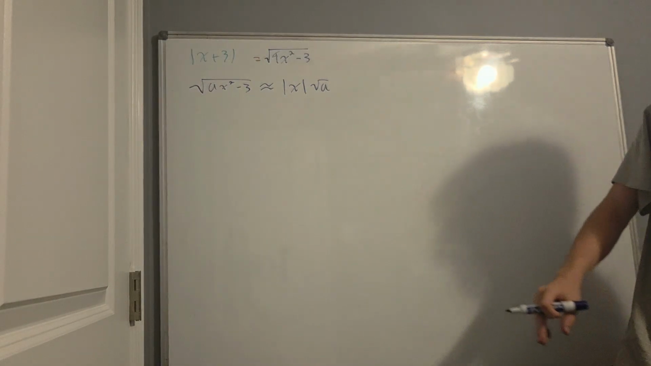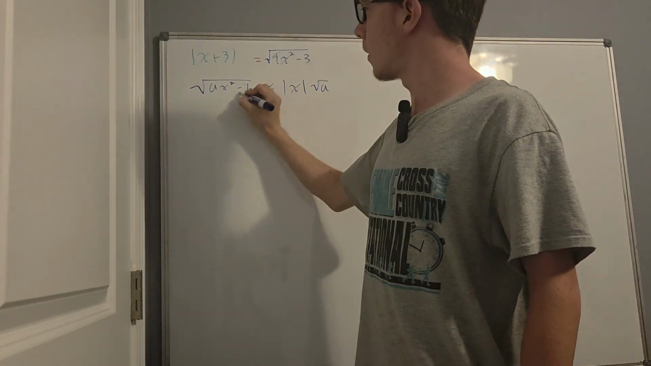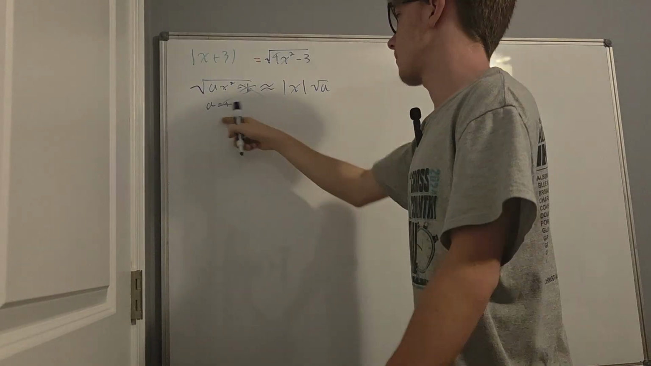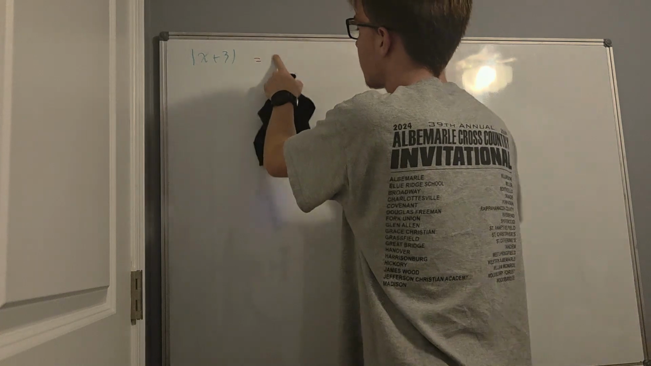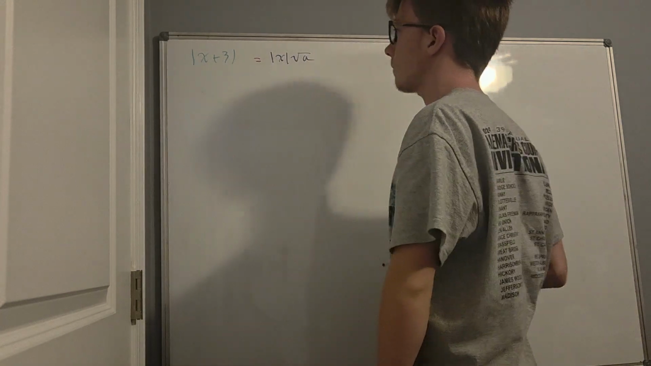We get this eraser, and a is, oops, that's supposed to be a b. A is equal to 4. The b doesn't really matter. Technically it's 3, but it doesn't matter. So what we're going to end up with here is, let me erase that so it's nice, absolute value of x square root of a.